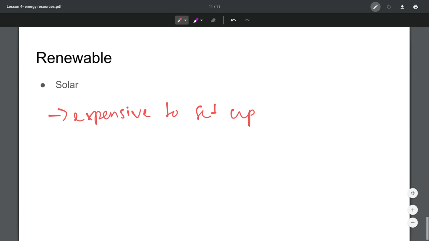And you're going to watch a little video in a minute about how to make a solar panel, which is quite interesting, which I found on Key Stage 3 Bitesize.